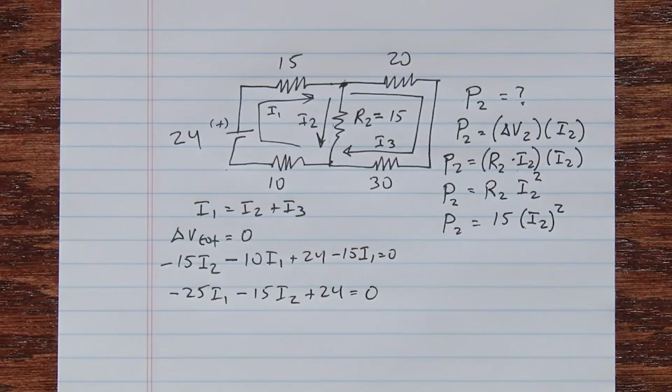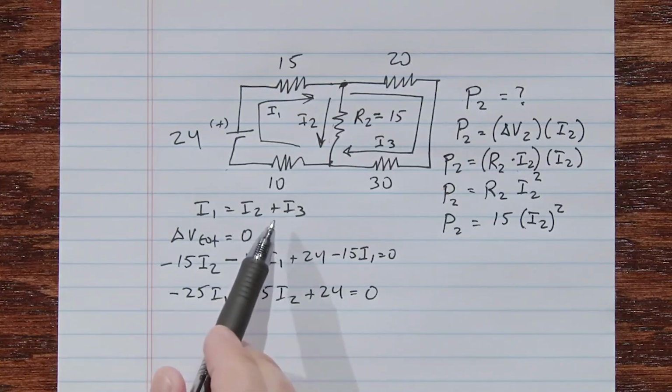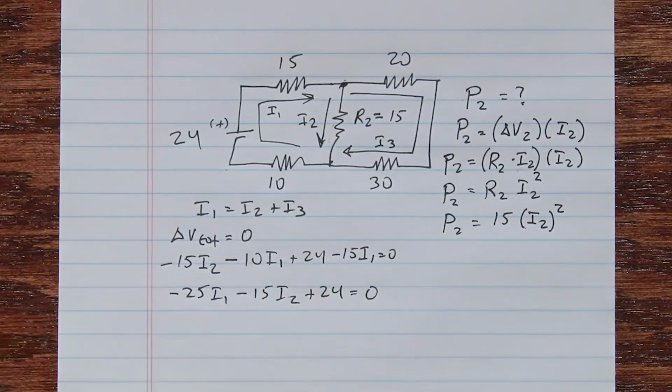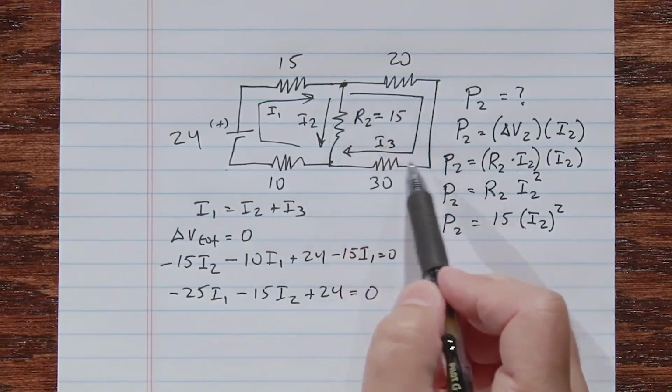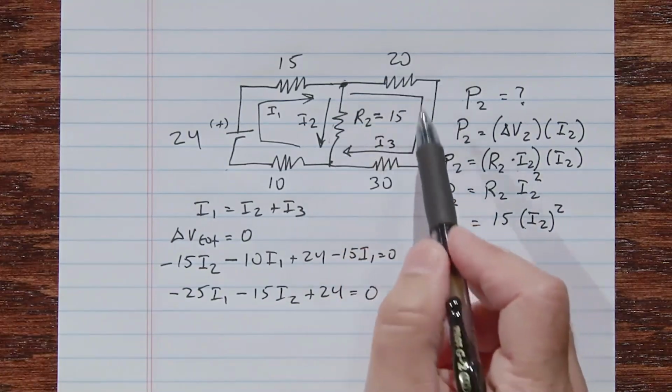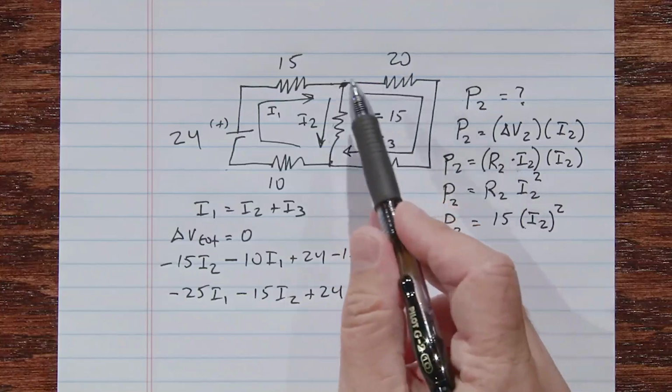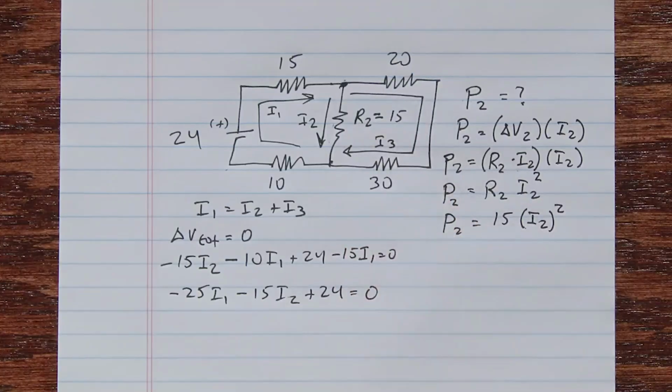Okay, so at this point, we've got one equation with two unknowns. I can eliminate I1 in favor of I3 to make this an equation in terms of I2 and I3. And why would I want to do that? Well, in my second Kirchhoff's voltage law, when I go around this circuit, I'm going to have an equation with I2 and I3. Let me go ahead and do that so that you can see that.